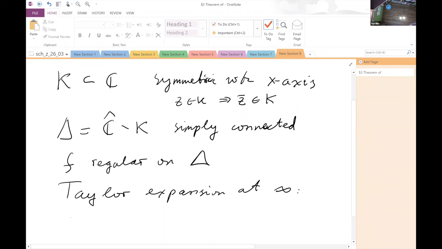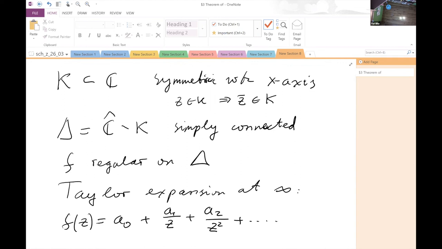It is, so it starts from the constant term a0, and then come the negative powers of z, because it's an expansion at infinity: a1/z plus a2/z squared, etc. Well, in the article of Pólya, he considered the expansion near zero, not near infinity, but for our applications it would be more convenient to work with expansion at infinity.